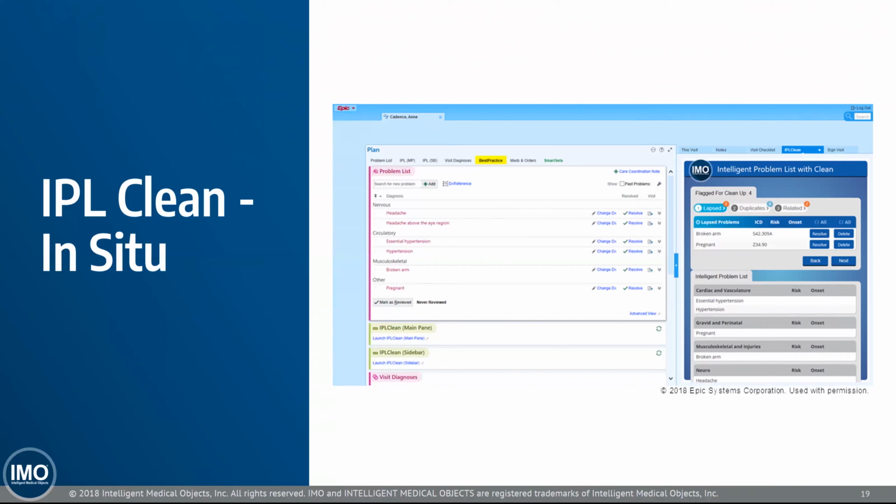So if you want to navigate to see any metadata, overview, notes, orders, any other sort of data associated with that problem, you can go back to the problem list and the plan navigator and research that data so you can make those decisions on how to clean up the problem list in the sidebar. So that was a big win for us.